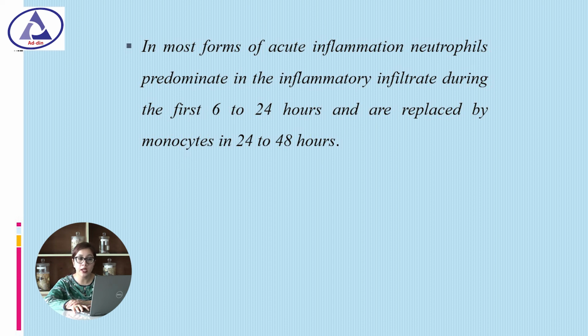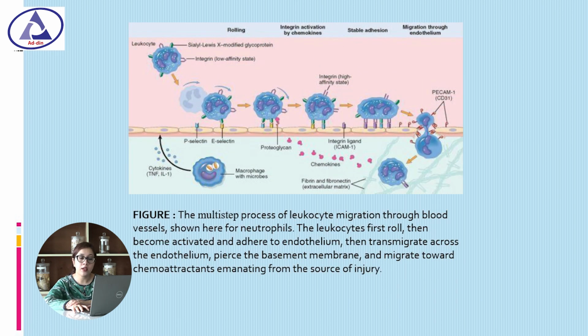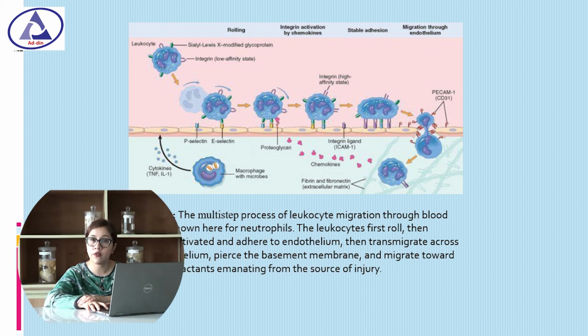neutrophils predominate in the inflammatory infiltrates during the first 6 to 24 hours and are replaced by monocytes in 24 to 48 hours. The multi-step process of leukocyte migration through the blood vessels is shown here for neutrophils. The leukocyte first rolls, then becomes activated and adheres to the endothelium. Then it transmigrates across the endothelium, pierces the basement membrane and migrates toward the chemoattractants emanating from the source of injury.